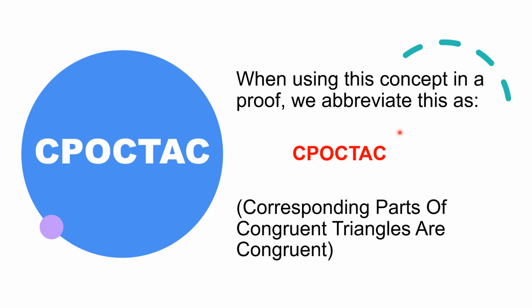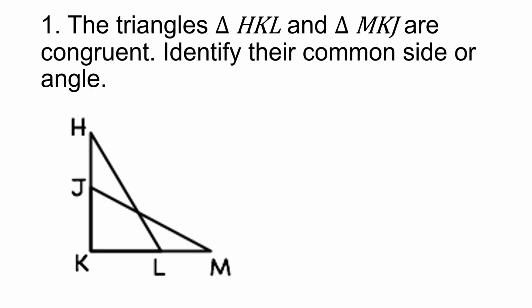If we are using that concept in a proof, once we have proven that two triangles are congruent, and then we want to use the fact that now we know all the corresponding parts are also congruent, we're going to abbreviate that as CPOC-TAC. Before we get into the proofs, let's start with some easy questions.